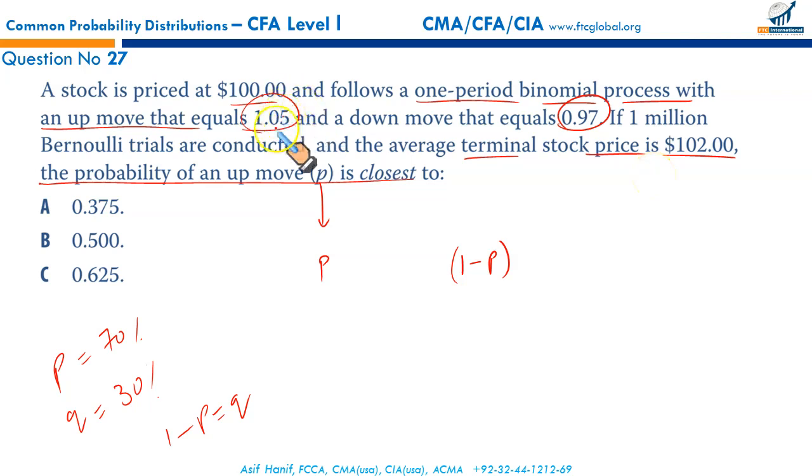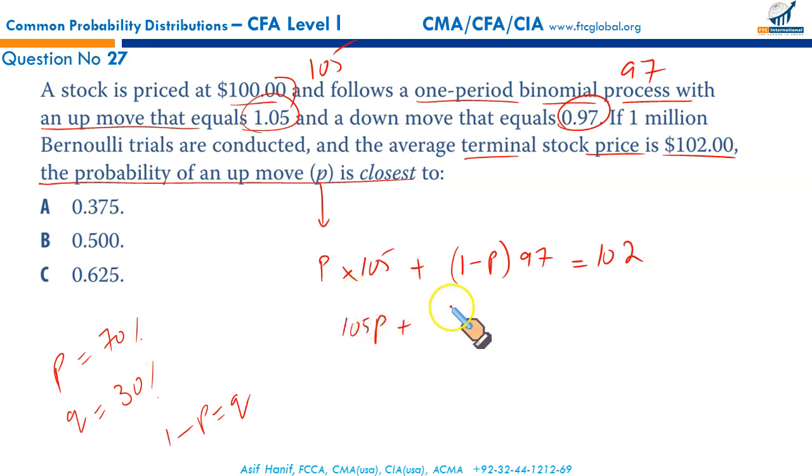It says the up move is 1.05. Of 100 it's going to make 105. And down move equals 0.97. 0.97 of 100 means $97. So P times 105 (up move) plus Q times 97 (down move) gives you an average of 102. We just need to make P the subject of this equation.